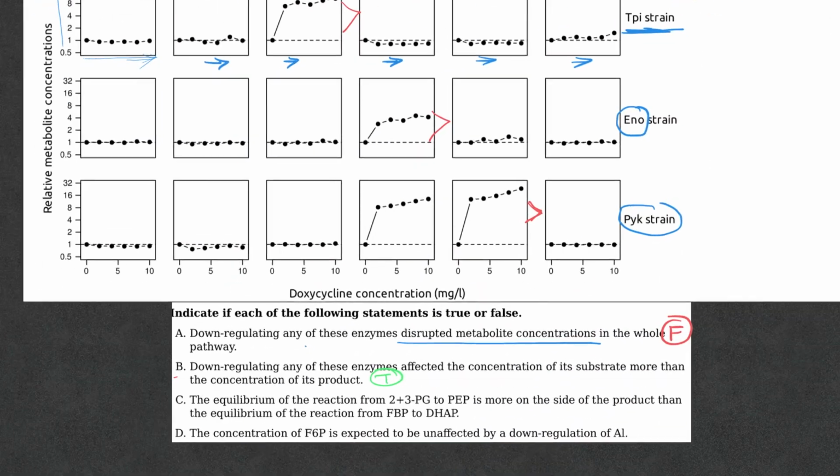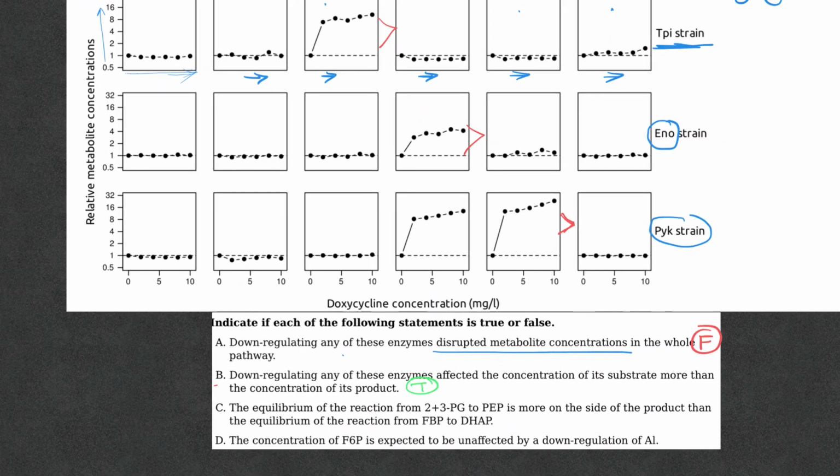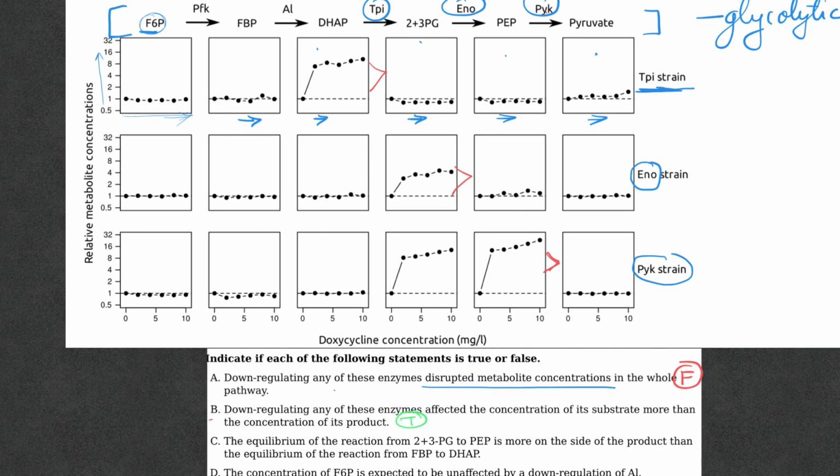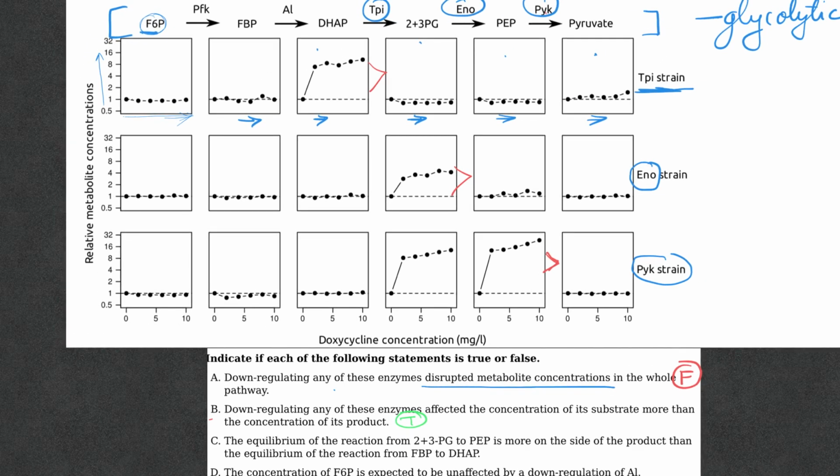Okay, so the question is asking about the equilibrium of the reaction 2,3-BPG to PEP. So they are asking about 2-PEP. So this is the reaction they are talking about right now. Okay, now be a little bit vigilant here. Is the equilibrium of this reaction more on the side of the product than the equilibrium of the reaction FBP to DHAP? FBP to DHAP.